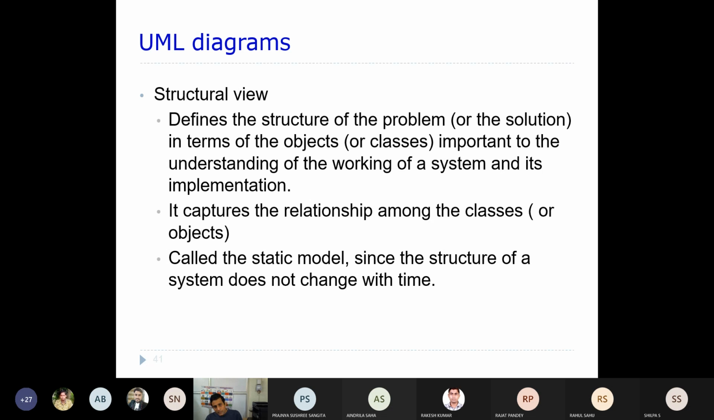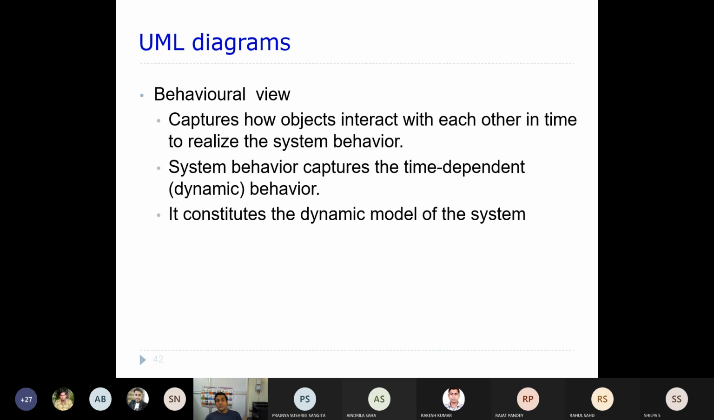Now the behavioral view captures how objects interact with each other in time to realize the system behavior. Let's say you want to see one particular behavior of that system. In order to accomplish that behavior, a certain number of objects need to interact with each other. It is only through their interactions that you will be able to see the system behavior.